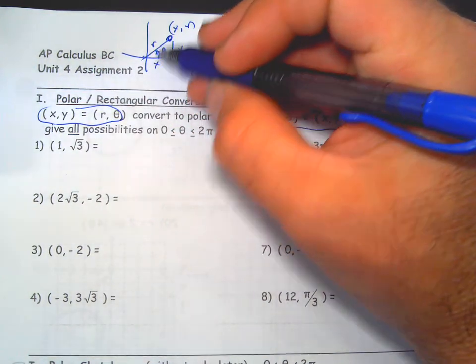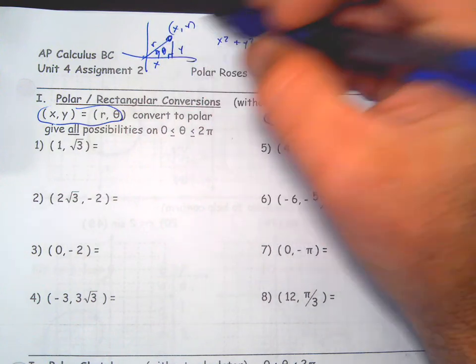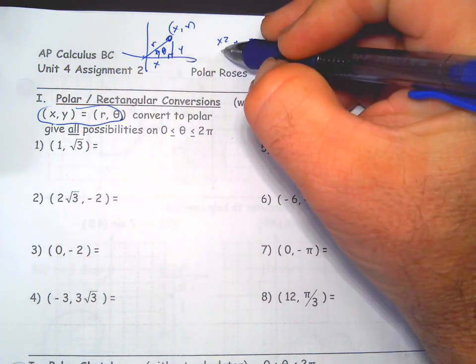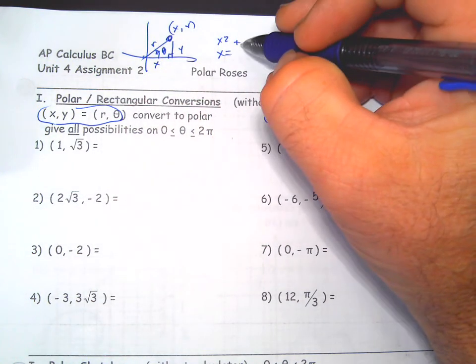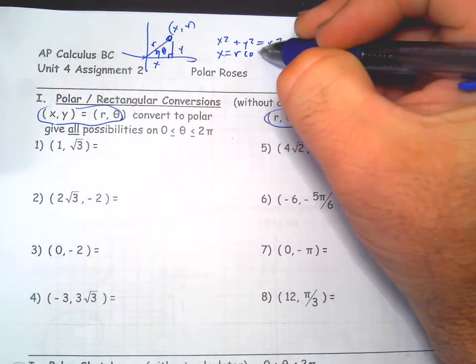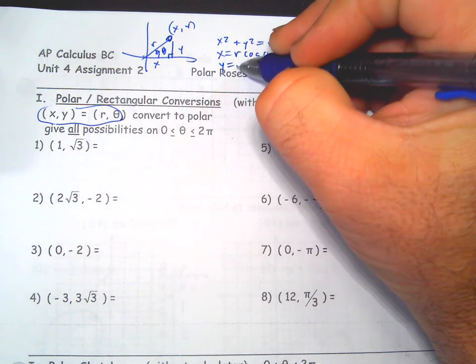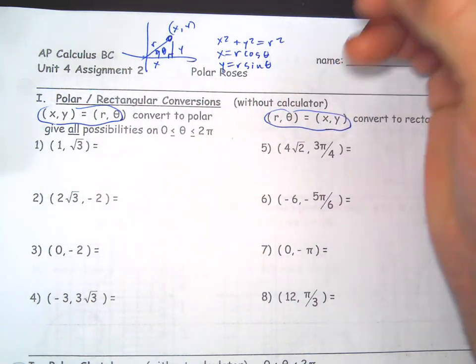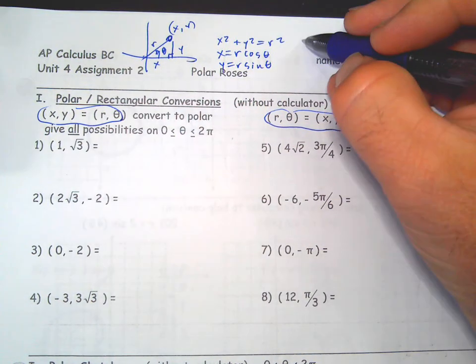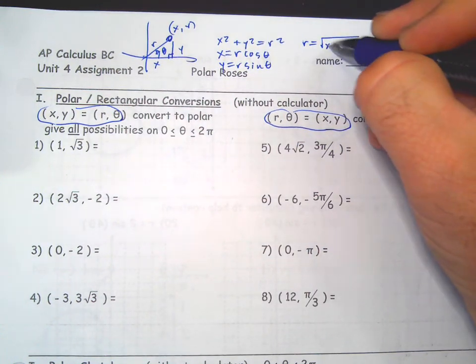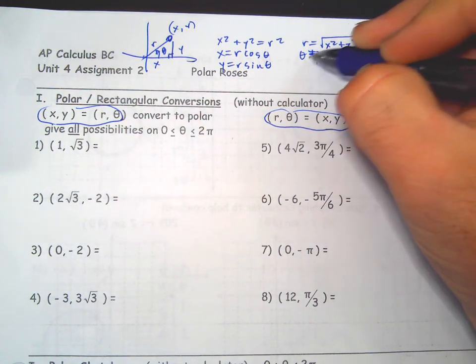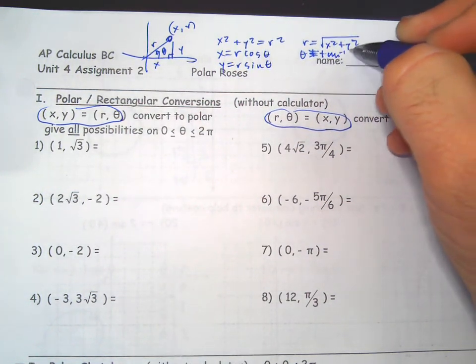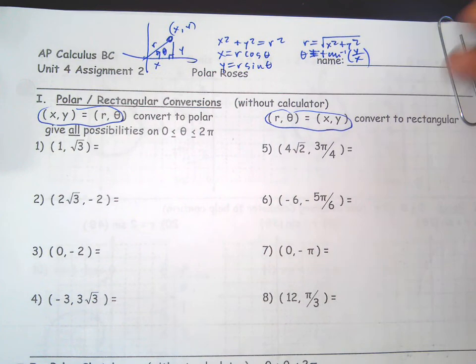If you want the x from r and theta, cosine of theta equals x over r. You multiply both sides by r, so x equals r cosine theta, y equals r sine theta. And so then r equals the square root of x squared plus y squared, and theta equals the inverse tangent of y over x. So those are those basic relationships.